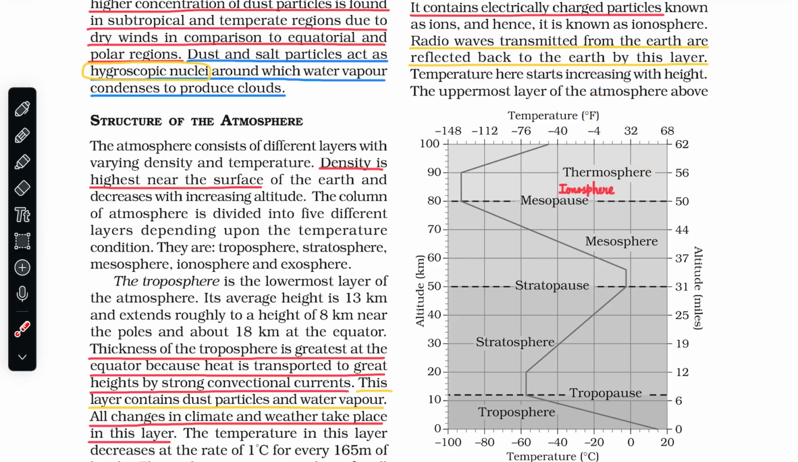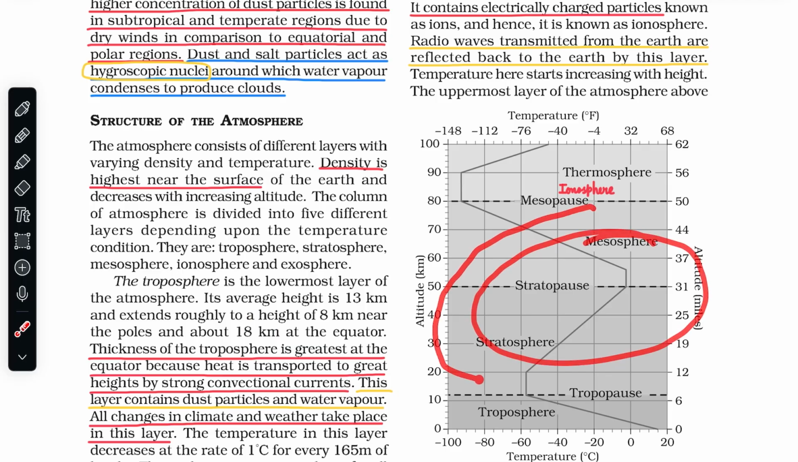Exo means out, so beyond. The troposphere is the lowermost layer of the atmosphere. Its average height is 13 kilometers and extends roughly to a height of 8 kilometers near the poles and about 18 kilometers at the equator. So if this is the Earth, the troposphere is more towards the equators than towards the poles.